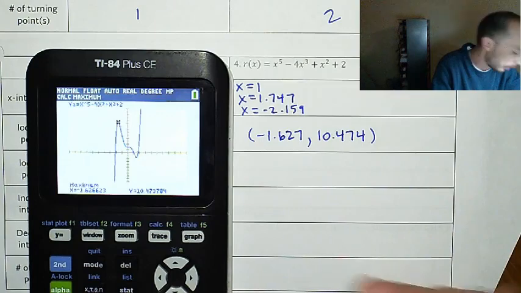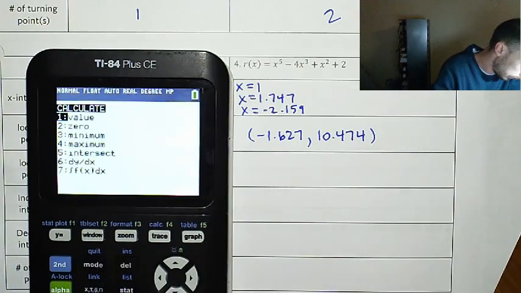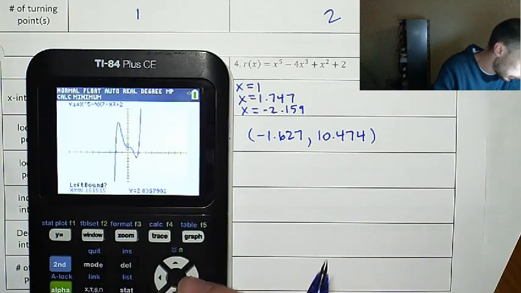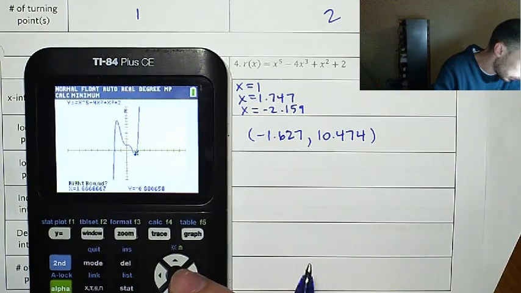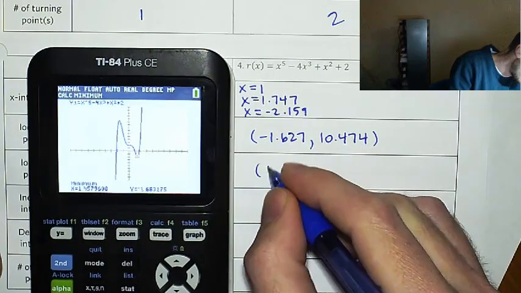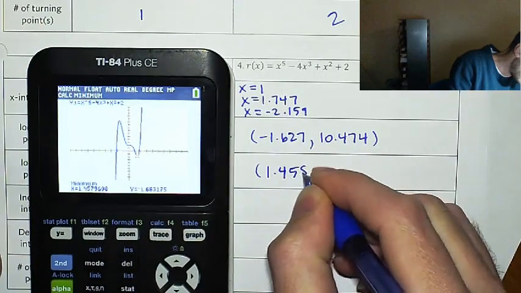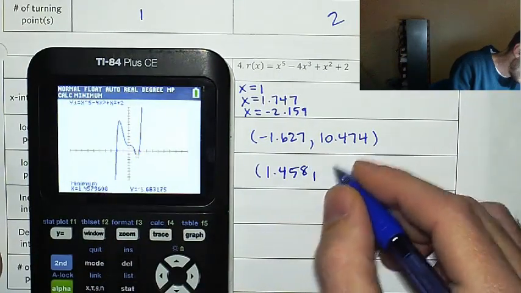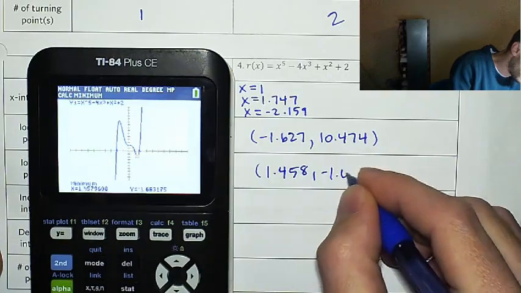What else? Okay, that's the maximum. Minimum is going to be at 1.458 and -1.683.